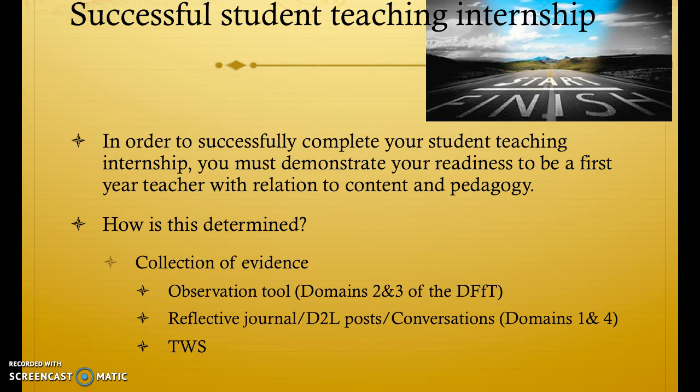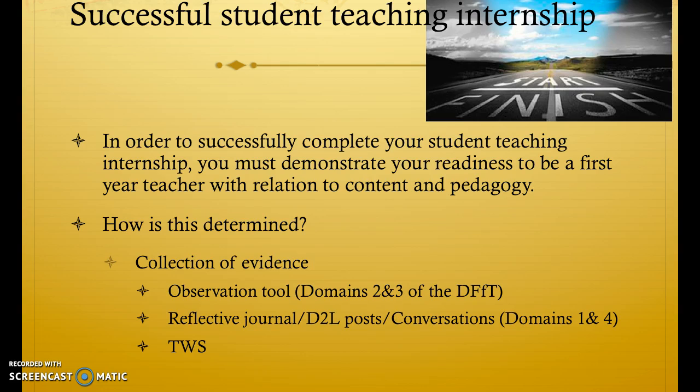And really the mark of that is, are you ready to be a first year teacher? So by the end of your student teaching internship, your cooperating teacher and your field supervisor are able to look you in the eye and say, you know what? You are ready to have your first classroom. And how do we determine that? Well, evidence is going to be collected the entire student teaching internship. People are always watching you. They're always watching what you write to them, how you have conversations with them, and that evidence gets collected.